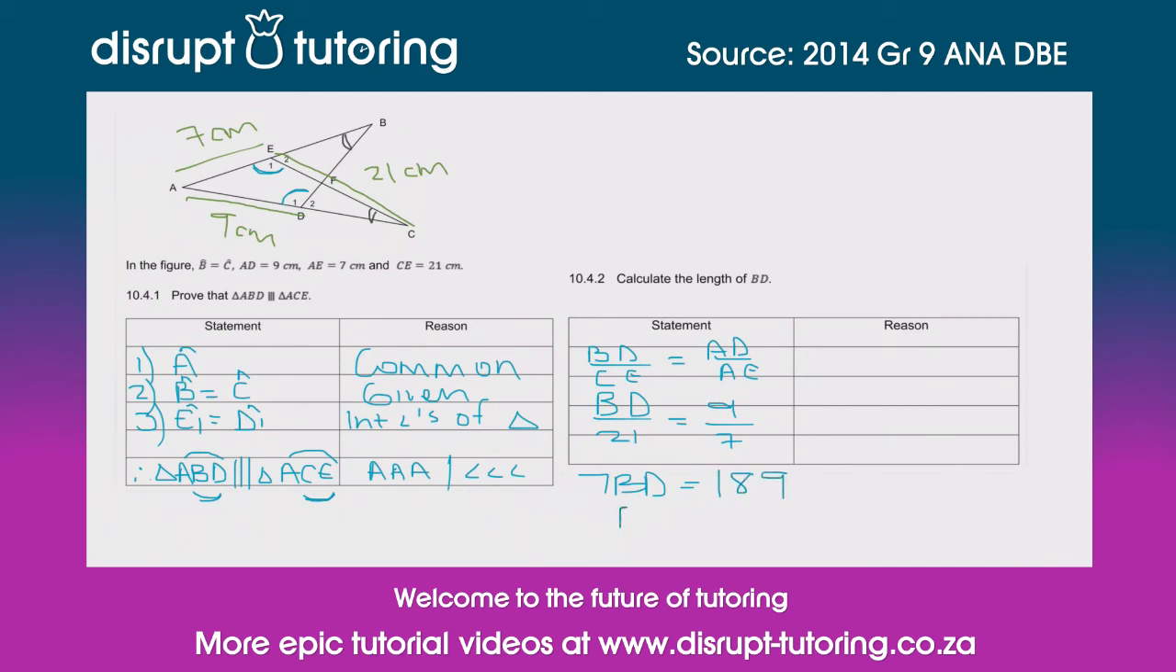Now I divide both sides by 7. And 189 divided by 7 is going to give me 27 centimeters. Remember to write in your centimeters. And that is the final answer. We're not going to get the full mark for that question. The reason being we haven't given a reason. How do we know that the proportion of the sides are equal to each other? Well, that's because triangle ABD is similar to triangle ACE.